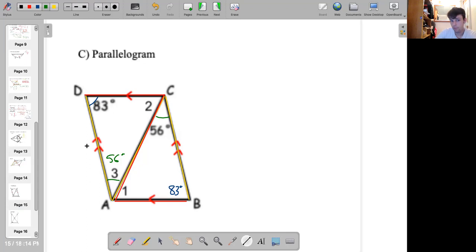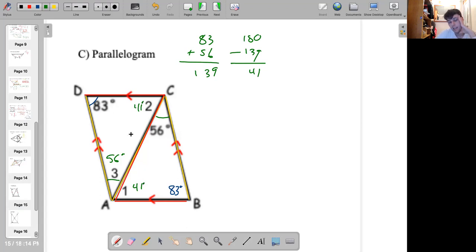Anyway, our shape is split into 2 triangles. So 83 plus 56 is 139. So 180 minus 139 is 41. So this is a 41-degree angle, and 2 would be the same. Or 1 and 2 would be the same. A couple of these measurements seem a bit off, but we can't always trust the scaling of the drawing to match. We got them based on the numbers and the properties, so we know those are right.